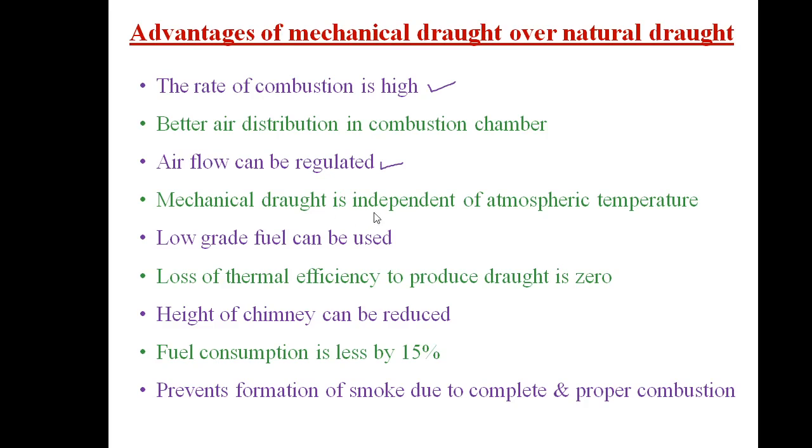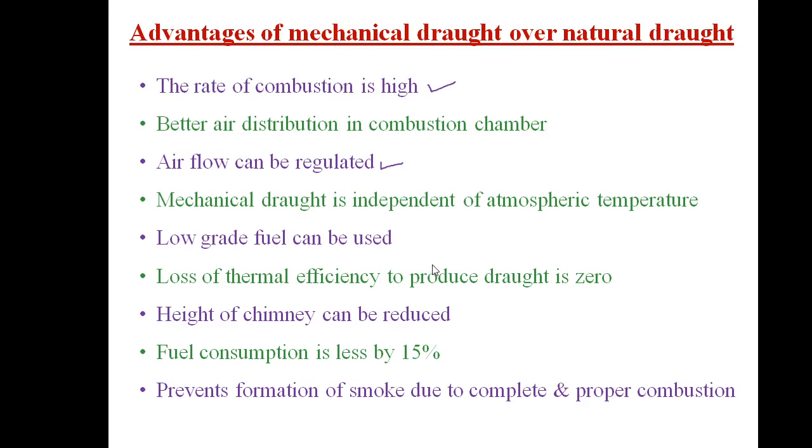Mechanical draught is independent of atmospheric condition. Whatsoever may be the ambient air temperature, it does not hamper the draught produced in case of a mechanical draught. Whereas in natural draught, the atmospheric air temperature also plays an important role. If the ambient air temperature is higher, then the draught gets reduced or affected. Low grade fuel can be used in artificial or mechanical draught, whereas in natural draught, high grade fuel is required for combustion. The loss of efficiency to produce draught is zero.